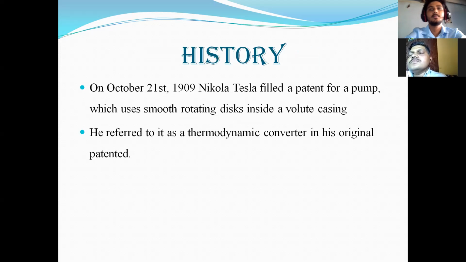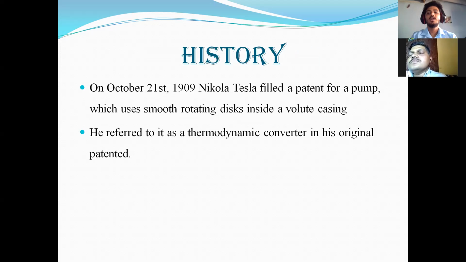Then we come to the history part, where on October 21st, Nikola Tesla filed a patent for the Tesla turbine, which used smooth rotating discs. Then he patented it, pointing out some of the benefits of this Tesla turbine.